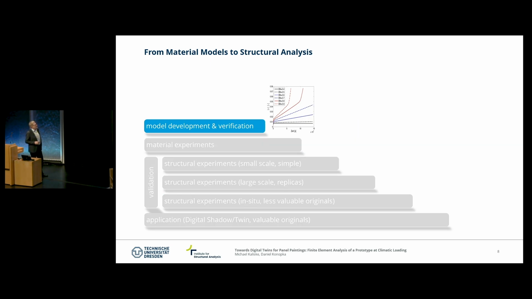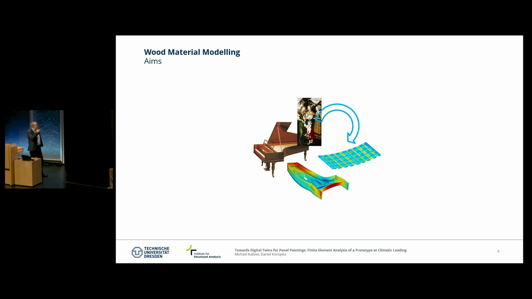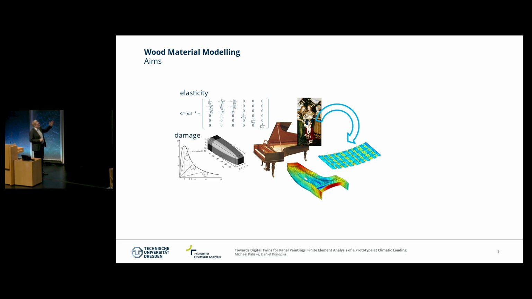But let's start with the material point at the beginning with the modeling. As you know, wooden material is quite complex. Therefore, a lot of aspects could be looked at. We have, first of all, the elasticity. We have inelasticity, damages, plasticity that could be looked at and has to be taken into account.